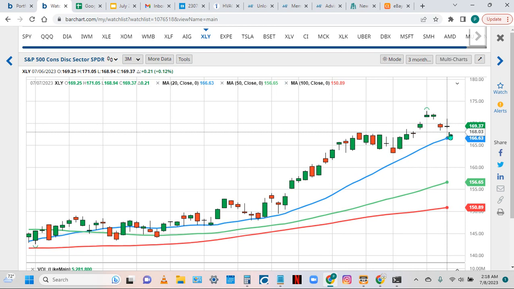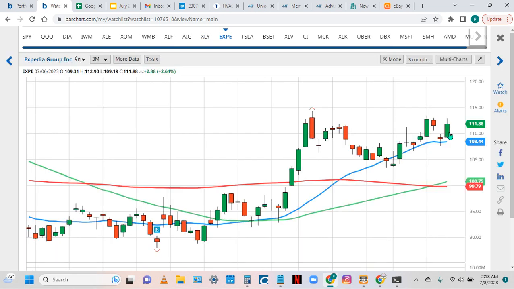So let's take a look at a couple companies within consumer discretionary. There is Expedia Group, symbol EXPE. EXPE is actually showing a little bit of relative strength versus their group, XLY. You can see that on Friday it put in a nice green candle, closed towards the high.